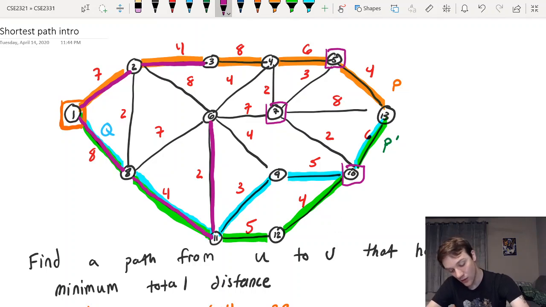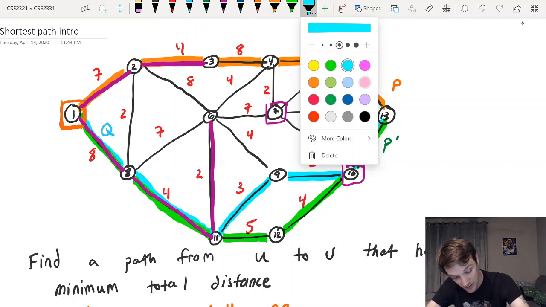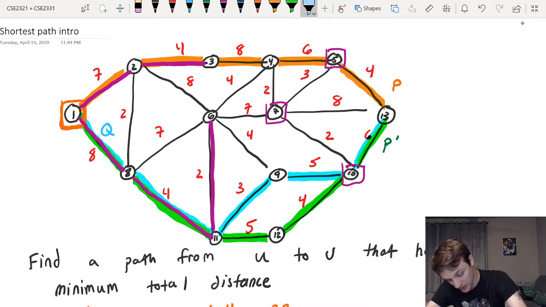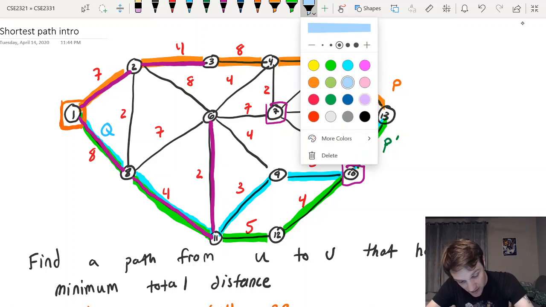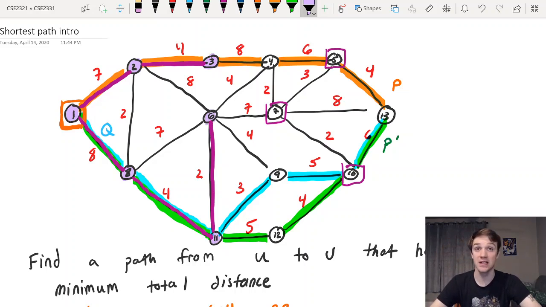So now we have, let's maybe shade these in a different highlighter color to really emphasize this. Let's do this weird sort of pale blue. That's not a good highlighter color. Let's do this pale purple. We've added these nodes to what we will call a shortest path tree, similar to our minimum spanning tree.